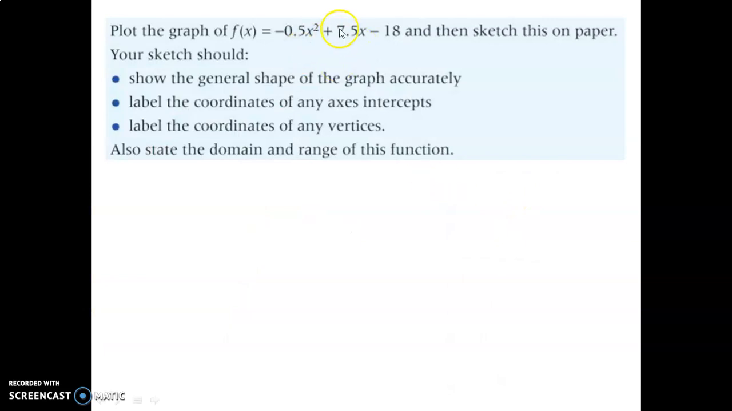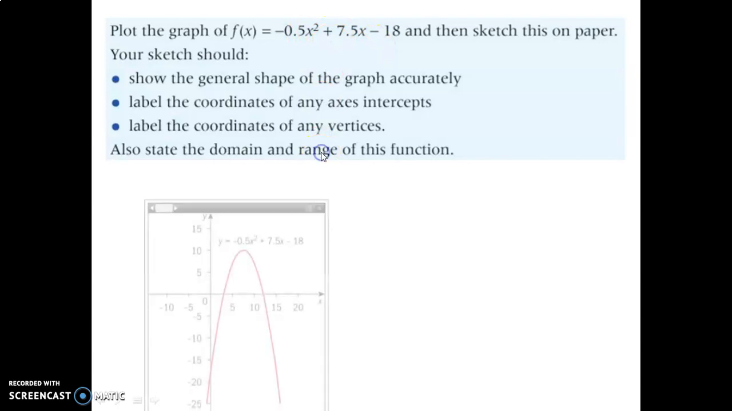Okay, so let's try this example. You're given this graph here. Okay, so let's look at how we do this on our calculator. We are given a quadratic function here. We need to sketch it on paper. To do that, we need to begin by sketching it on our calculator and getting the important points. So let's grab our calculator.